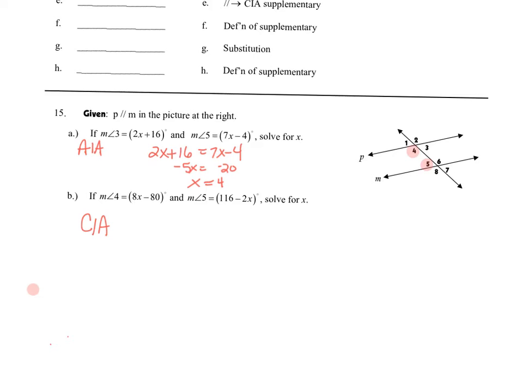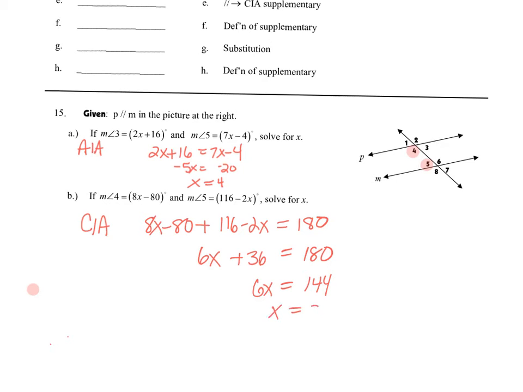And so if we take angle 4, represented by 8x minus 80, and add it to angle 5, represented by 116 minus 2x, that should equal 180. And so let me combine like terms here, 6x, and it's just a two-step equation. And then we just need to divide, and we're going to get that x is equal to 24.